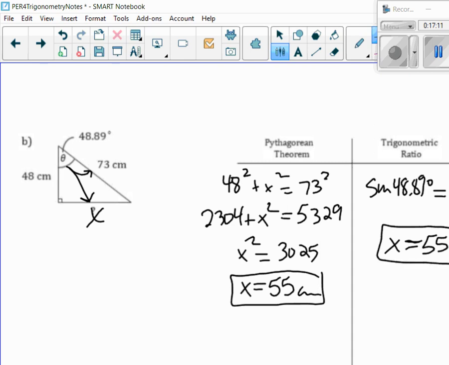So if I do it in relationship to my 48, that would be opposite and adjacent. So that's tan of 48.89 degrees is equal to opposite, which is x, divided by adjacent, which is 48. Again, a quick cross multiply, tan of 48.89 times 48 is 55 centimeters again.